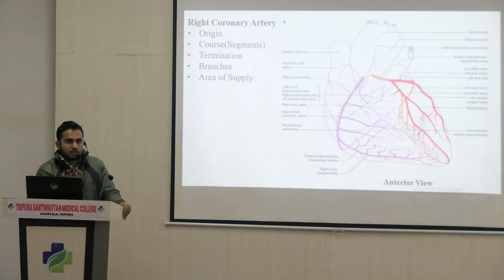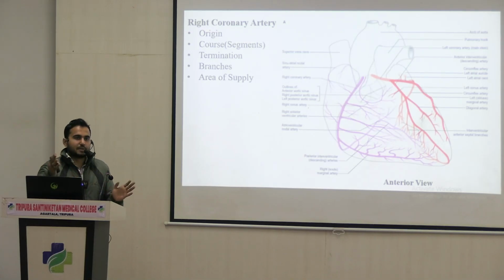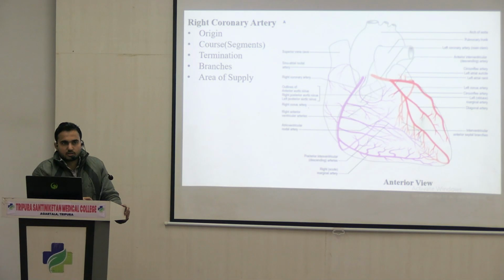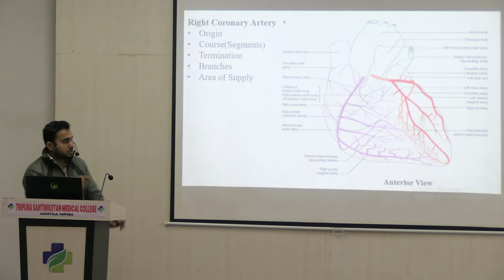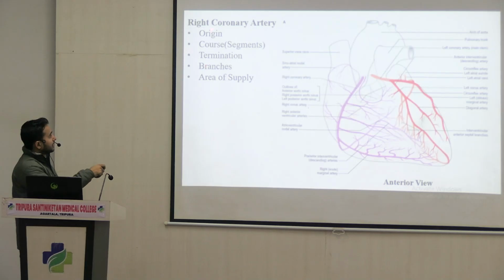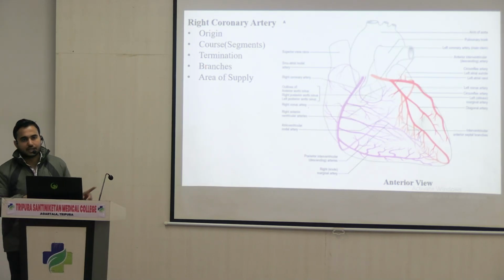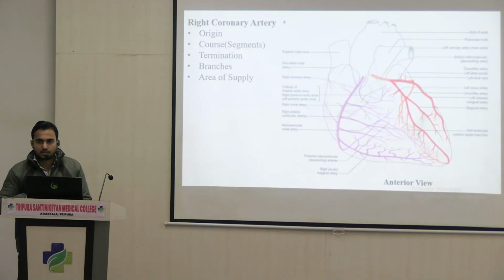So how to start? What are the points you have to write? How will you describe the artery? Several times I have mentioned that you should not write in paragraphs of 2-3 pages. It doesn't make any sense. You have to be very specific and write point-wise. These are the points you have to mention whenever you write about any artery, either the right coronary artery or the left coronary artery.